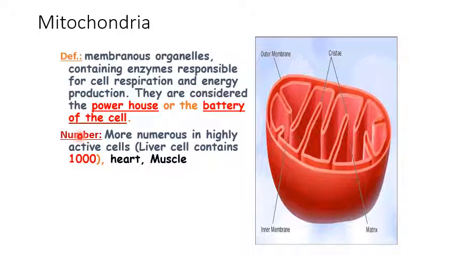The number of the mitochondria is variable according to the cell which it is present in. In highly active cells such as liver cells, heart and muscle, the number of mitochondria may reach up to 1000.